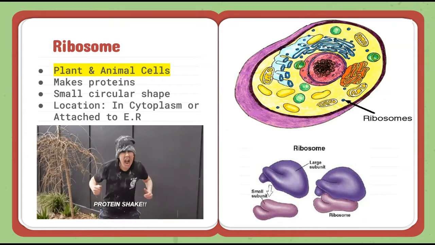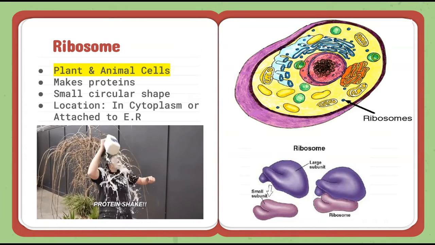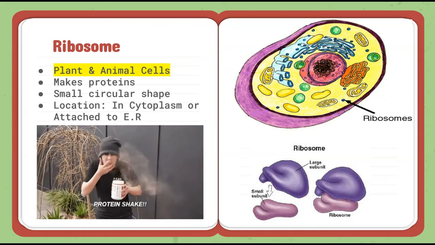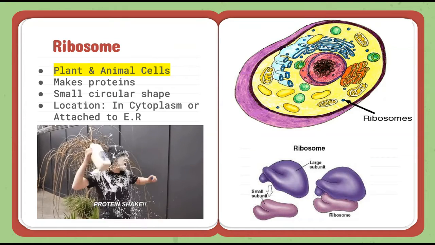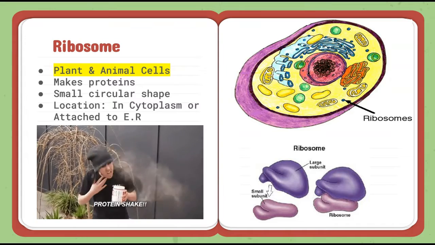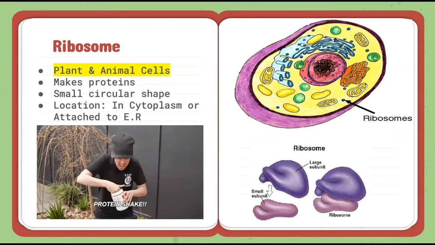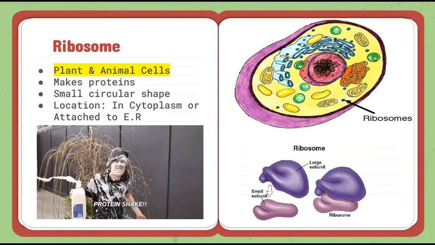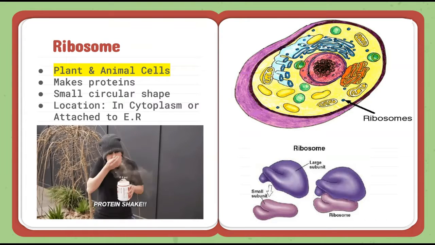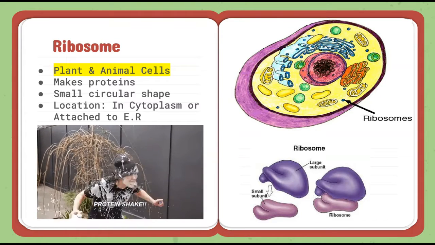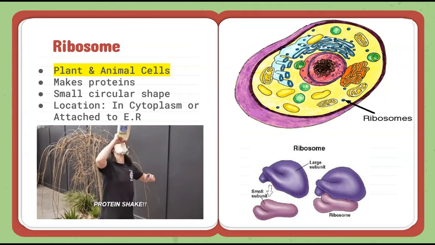The second organelle here is the ribosome. The ribosome is again found in both plant and animal cells, and what it does is it makes proteins for the cell. It is very small and usually circular in shape. It is found either attached to the ER, making it a rough ER, or free-floating in the cytoplasm.